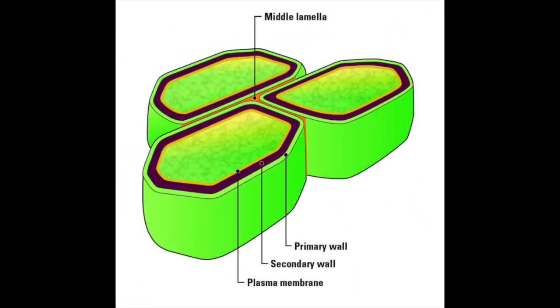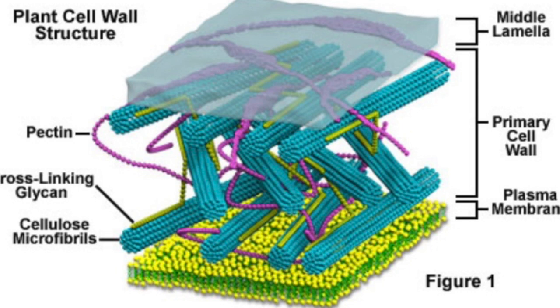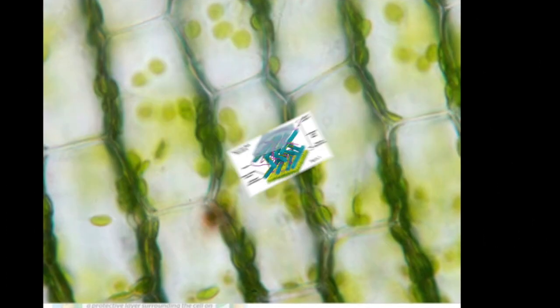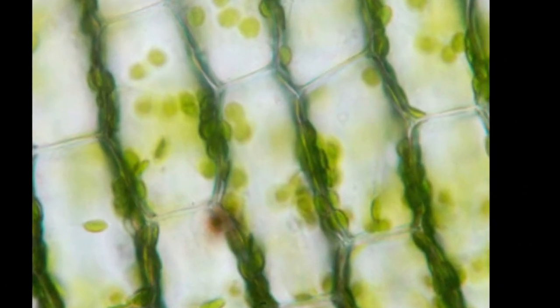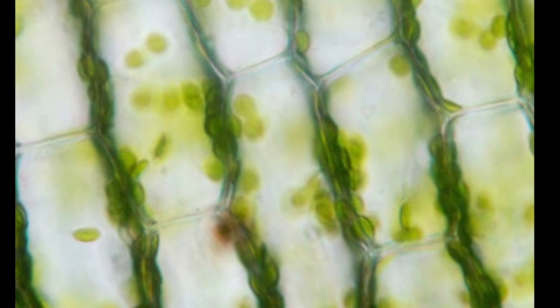Plant cells that are in the process of growing have primary cell walls, which are thin. Once the cells are fully grown, they develop secondary cell walls. The secondary cell wall is a thick layer that is formed on the inside of the primary cell wall. This layer is what is usually meant when referring to a plant cell wall. There is also another layer in between plant cells called the middle lamella. It is pectin-rich and helps plant cells stick together.